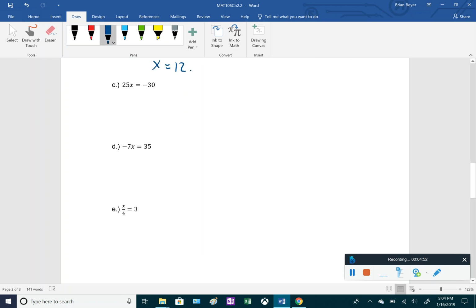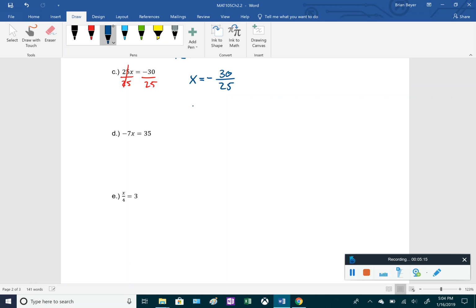And then for the next one, we have 25x equals negative 30. So for this one, 25 times x equals negative 30. Going to divide by 25 to cancel it. So we get x equals negative 30 over 25. We can actually simplify this a little bit. We can cancel off a common factor of 5 in the numerator and denominator. So 30 divided by 5 is 6. 25 over 5 is 5. So x equals negative 6 over 5.